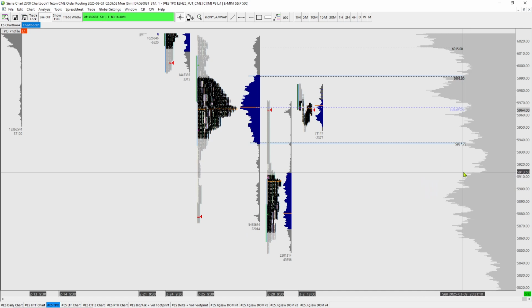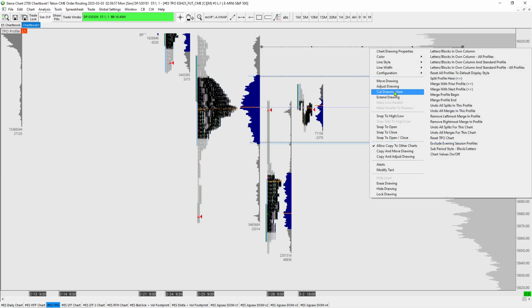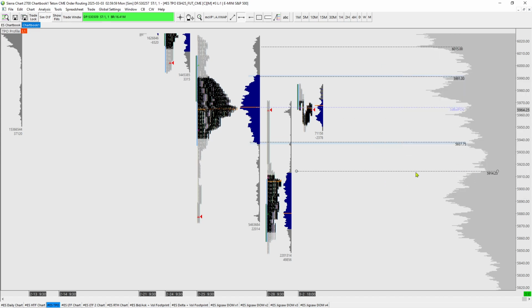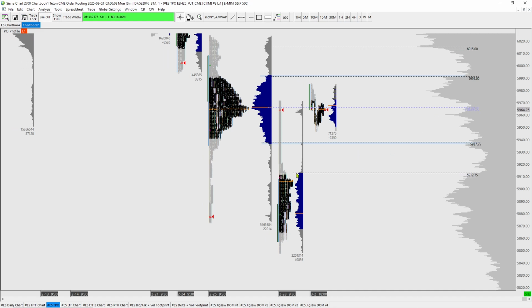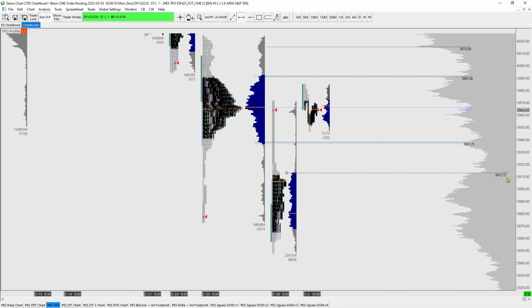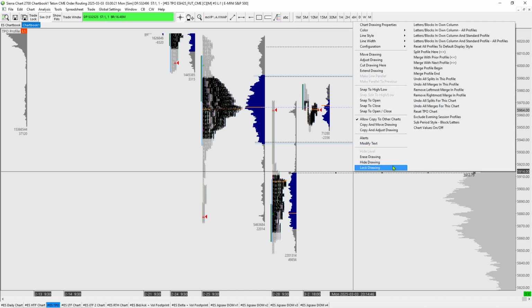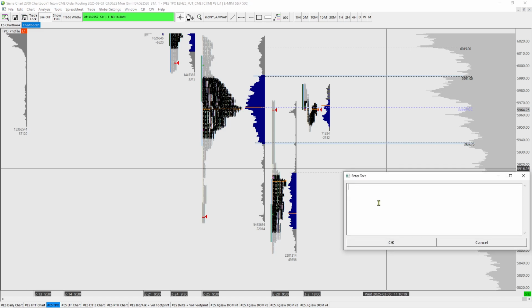12 and a half, 1275. Okay, that's nice. Let's go copy and move. 1275. Okay. Oh, perfect. Then 1275 aligns with the value area high of yesterday. So let me mark that out. Call it the ledge, LDG, plus yesterday's value high.